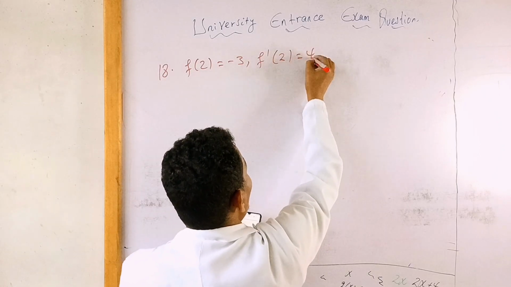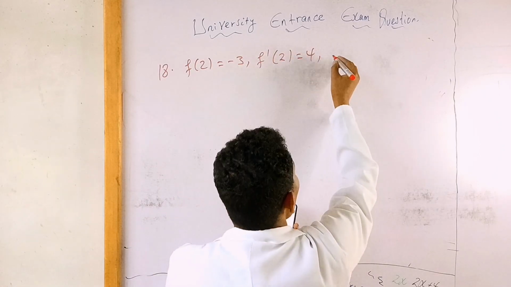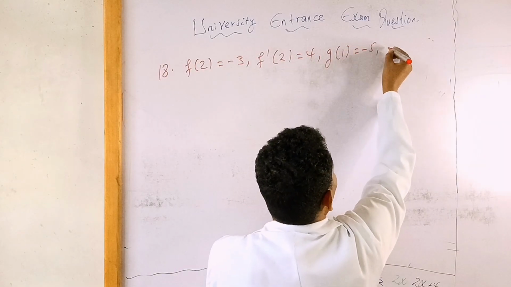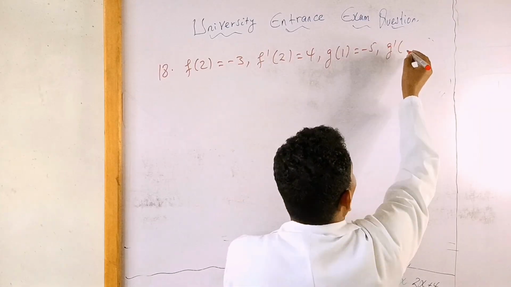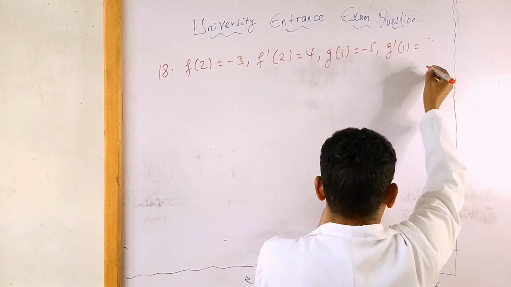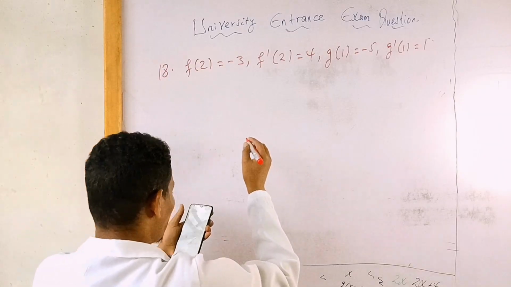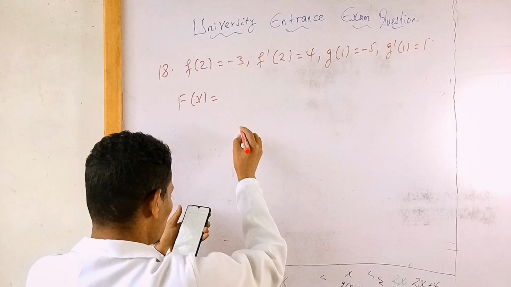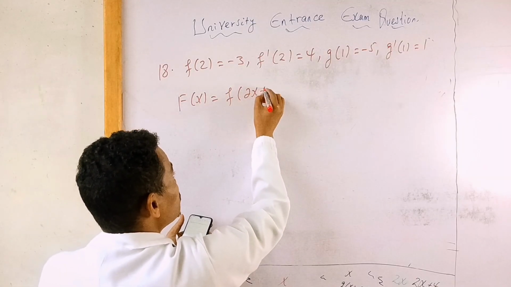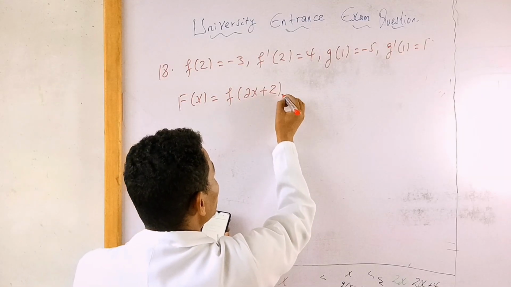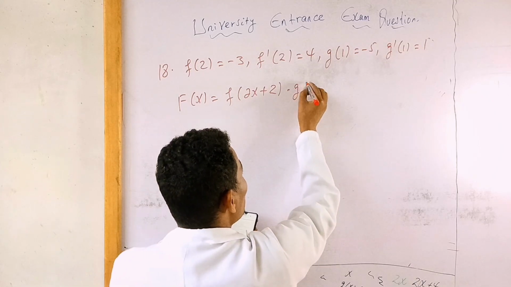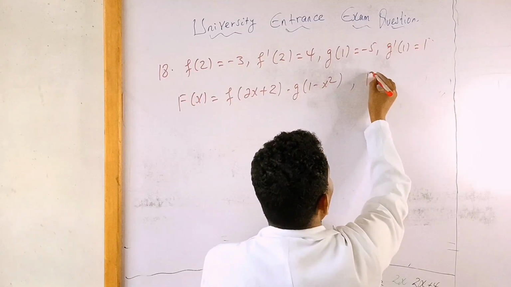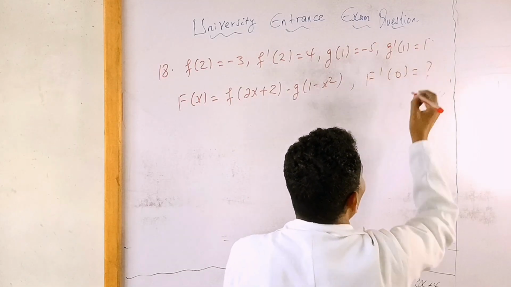2 is equal to 4, g of 1 is equal to minus 5, g derivative of 1 is equal to 1 ከሆነና f of x is equal to f of 2x plus 2 times g of 1 minus x square ከሆነ the following is f derivative of 0 is equal to ስንት ይሆናል?